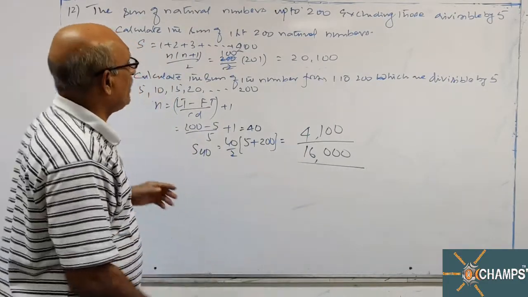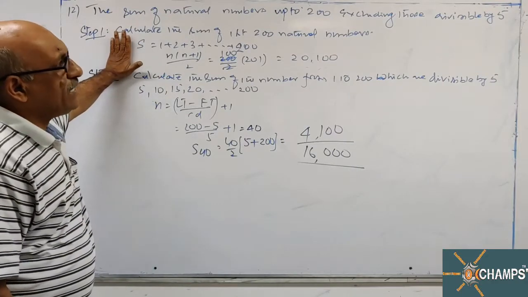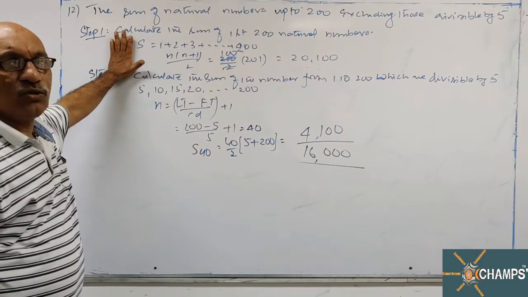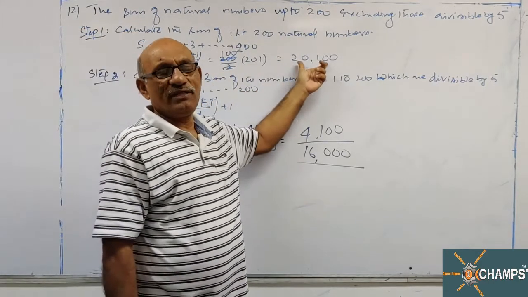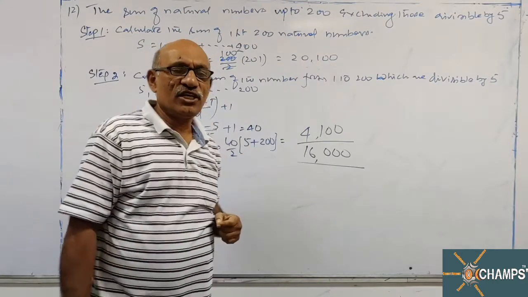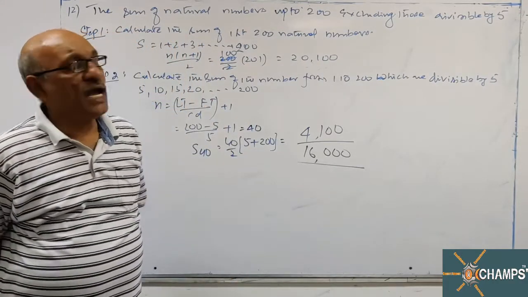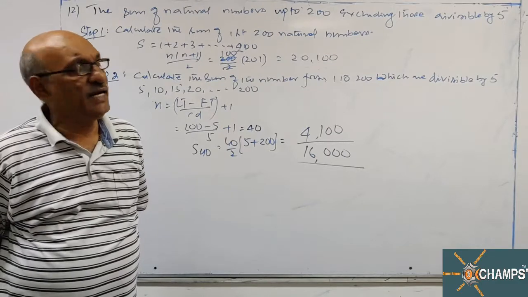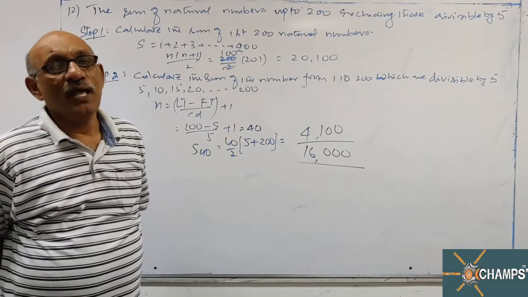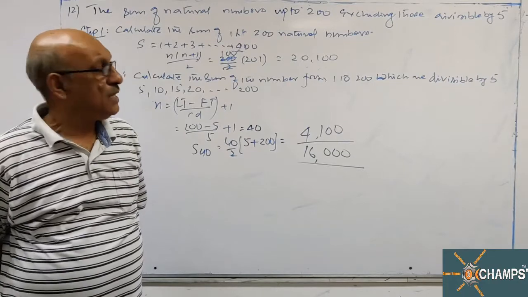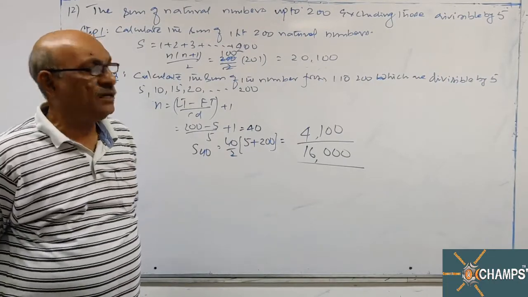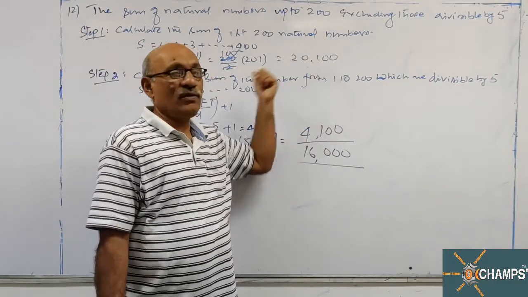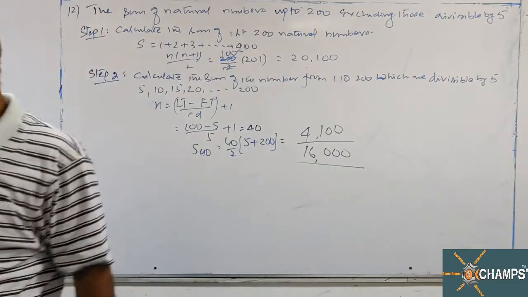Look at the solution part one more time. First I calculated the sum of all the natural numbers from 1 to 200. That sum is 20,100. And there is a restriction imposed in the question, that is, I don't want those numbers which are divisible by 5. So what will I do here? I'll calculate the sum of the numbers which are divisible by 5. That sum is 4100. Subtract this 4100 from 20,100 because it is already included here. Difference is 16,000.